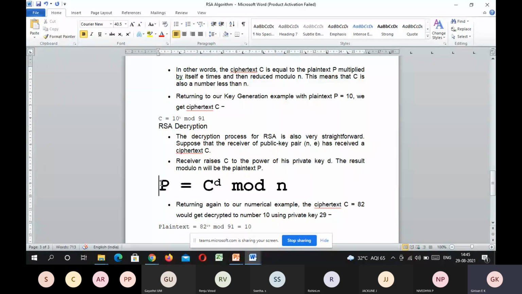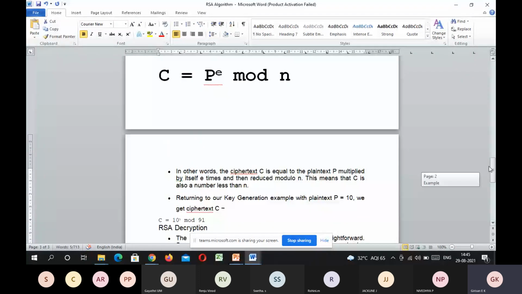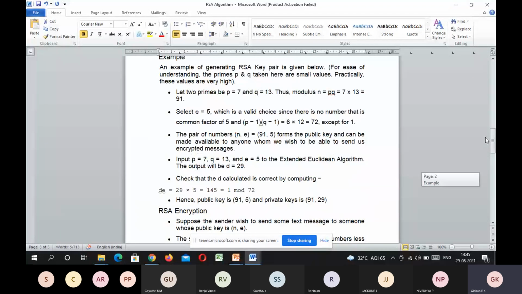So these are the 6 important steps in our RSA algorithm. Let us take an example. You can see on the screen an example. Let there be two prime numbers, P is equal to 7 and Q is equal to 13. So we calculate the modulus as N is equal to P into Q, that is 7 into 13, which is 91. Select E, where the condition is there should not be any common factor between E and (P minus 1)(Q minus 1).